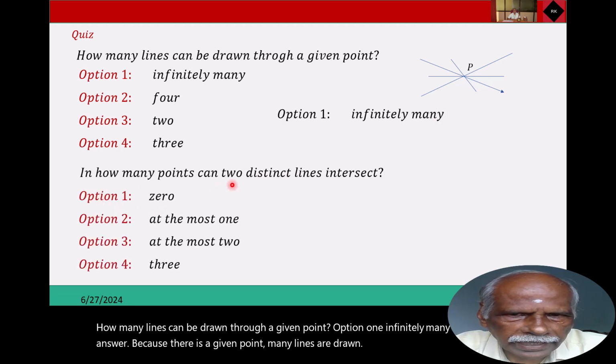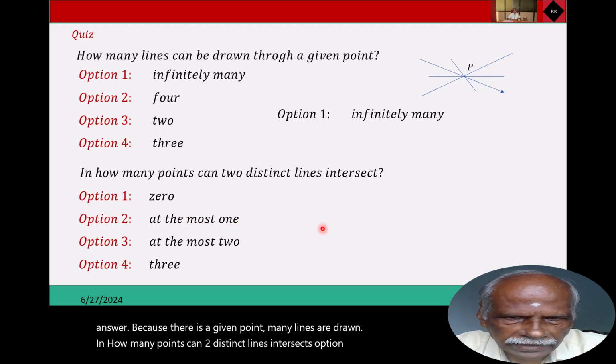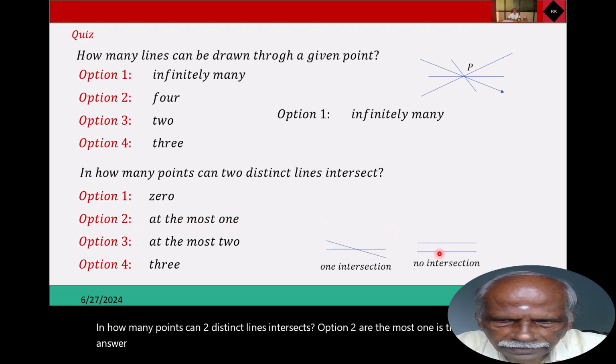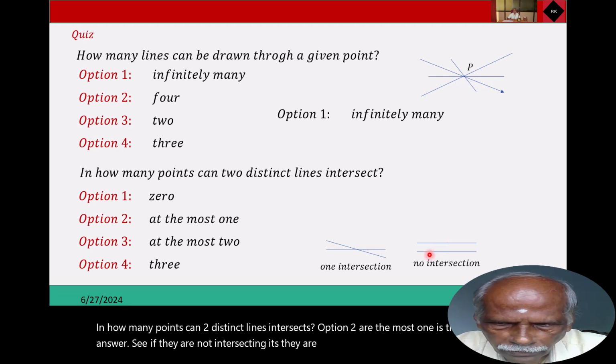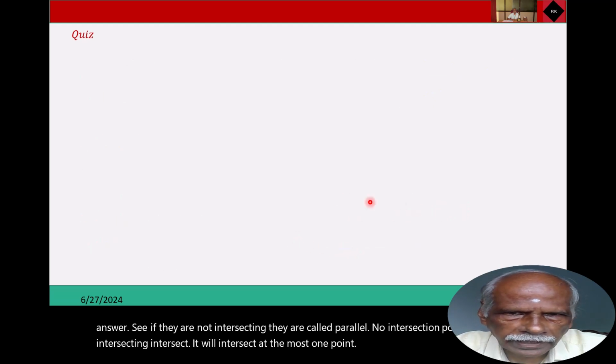In how many points can 2 distinct lines intersect? Option 2, at the most 1 is the correct answer. See, if they are not intersecting, they are called parallel, with no intersection point. If they are intersecting, they will intersect at the most 1 point. So option 2, at the most 1 is the correct answer.